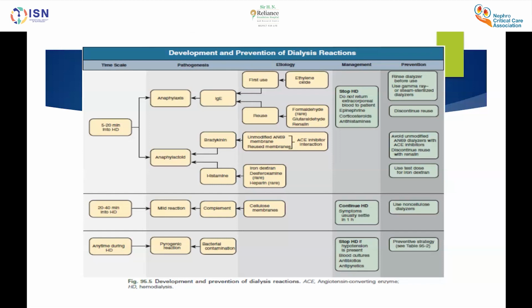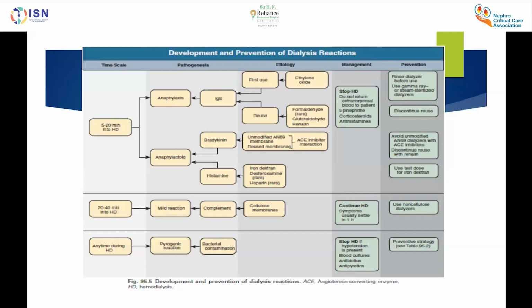It could also be anaphylactoid type, which can be bradykinin mediated or histamine mediated. So for that, you avoid unmodified AN69 dialyzers with ACE inhibitors. You discontinue reuse of such kind of dialyzers, and use a test dose for iron dextran, which is a histaminic kind of reaction.